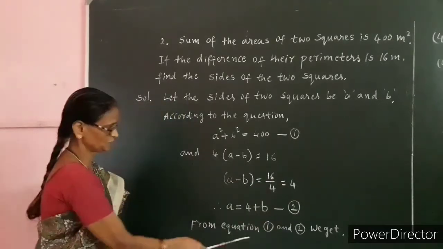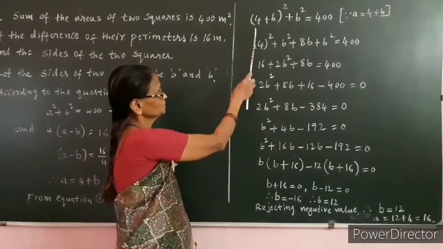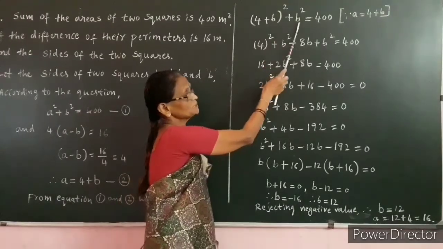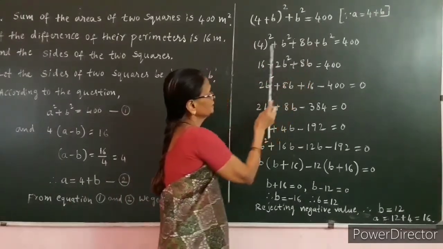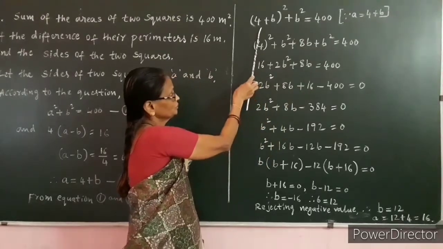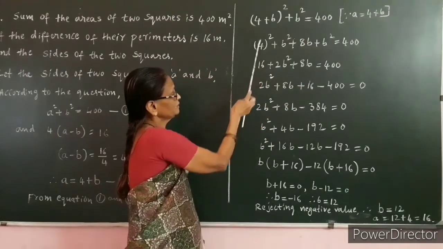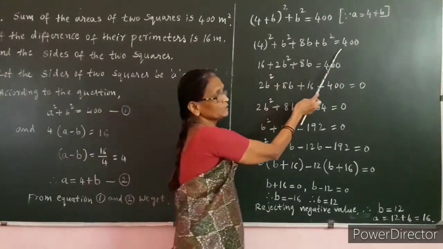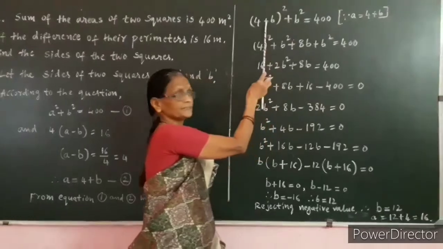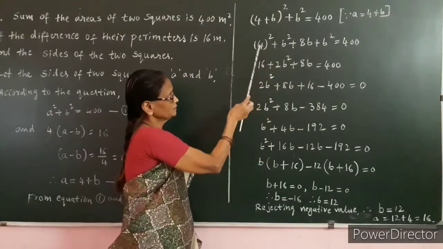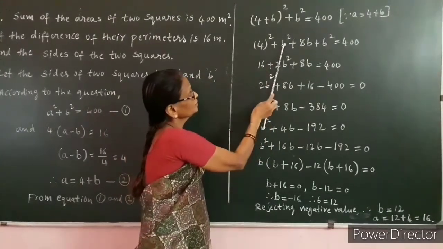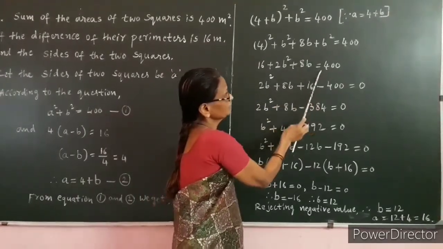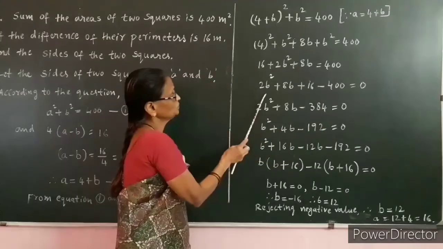From equations 1 and 2, we substitute 4 plus b instead of a, so (4 plus b) whole square plus b square equal to 400. Now, using the identity (x plus y) whole square, we expand: 4 square plus b square plus 8b plus b square equal to 400. Then 4 square is 16, b square plus b square is 2b square, and 8b as it is, equal to 400.